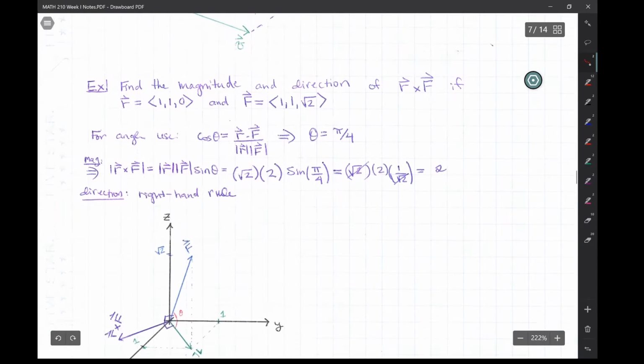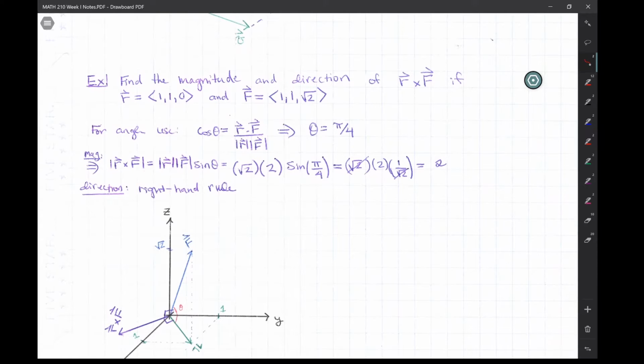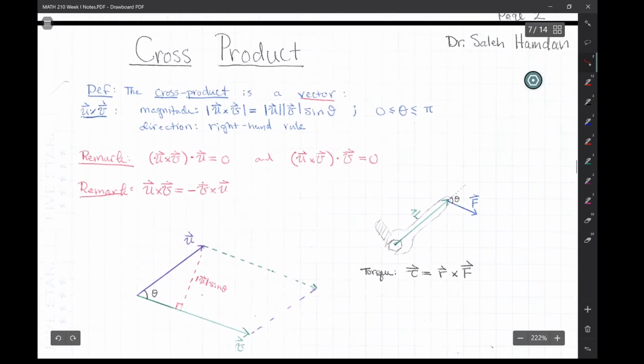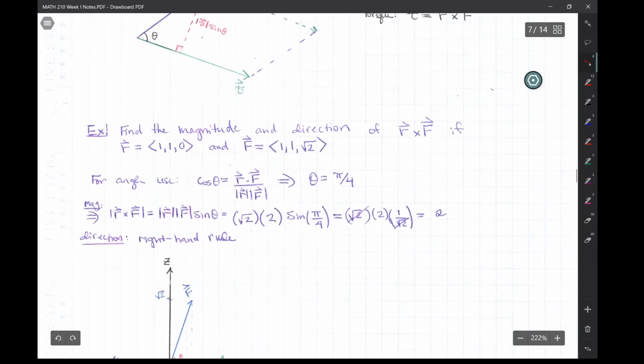So let's take a look at an example here. Find the magnitude and direction of R cross F if R is (1, 1, 0) and F is (1, 1, square root of 2). Okay? So F points a little more along the z-axis than R does. So here's our R and here's our F. Well, we're given the components, and in just a few moments I'm going to let you know how to work directly with components. But the way we defined it so far was just with the magnitudes and angles.